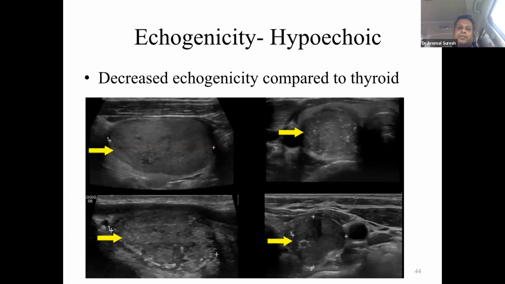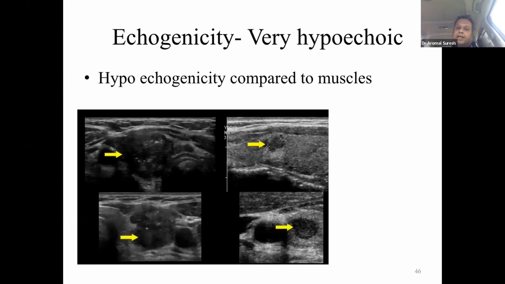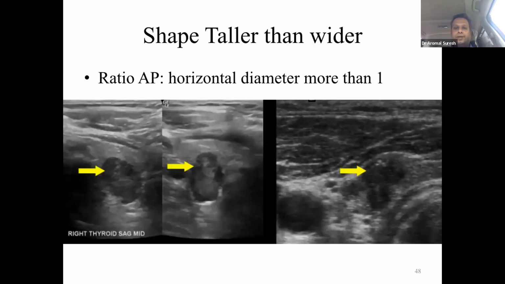So hypoechogenicity means decreased echogenicity compared to the thyroid lobe. Iso means similar, this is the one I'm mentioning. Whenever you are finding an isoechoic nodule, better look at it with your harmonic and color coding imaging, because you may be seeing a pseudolobulation in this scenario. In very hypoechoic, as I mentioned, if you compare with strap muscles it is hypoechoic, then we will call it very hypoechoic. Then the last one is called anechoic. It is very unlikely to be malignancy. It is a simple cyst without a soft tissue component.